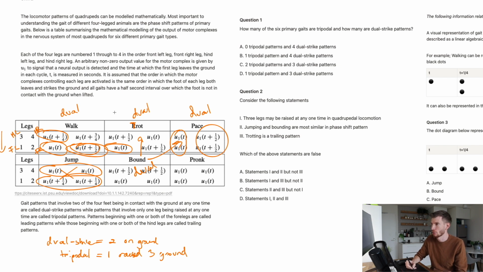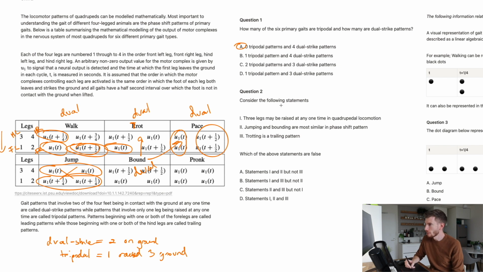So that means overall there were 4 dual strikes. And I didn't find any tripodal in the process. There was never really a point where only one leg was off the ground at one time. So that would mean 0 tripodal and 4 dual strikes. The answer is A. So that's just definitely a very tedious question.